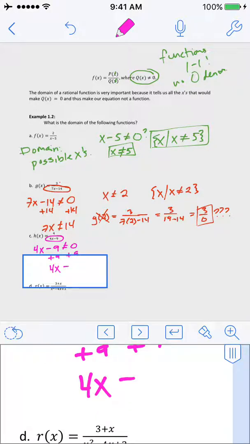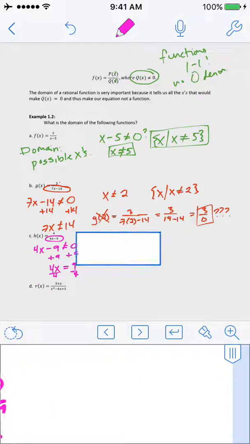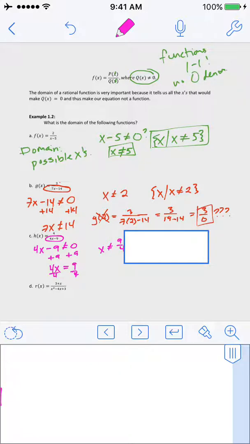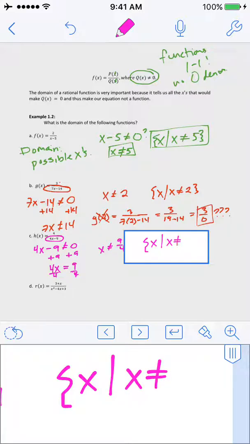I get 4x is equal to 9. Divide by 4, using my properties of equality, right? And then I get x is equal to 9/4. Or not equal to 9/4, right? That's the problem. So in this case, my domain is all x's, all possible x's in the universe except for 9/4. 9/4 causes a problem.